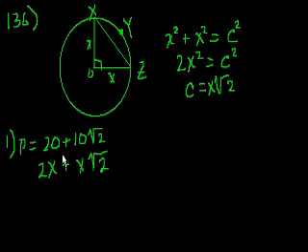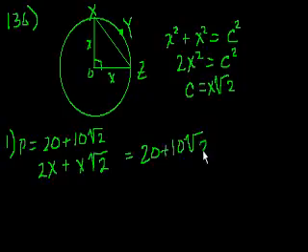And statement 1 told us that this perimeter is equal to 20 plus 10 square roots of 2. Well, I think you could do a little pattern matching here and solve for x. I mean, even though it might not look completely like it, this is a linear equation.